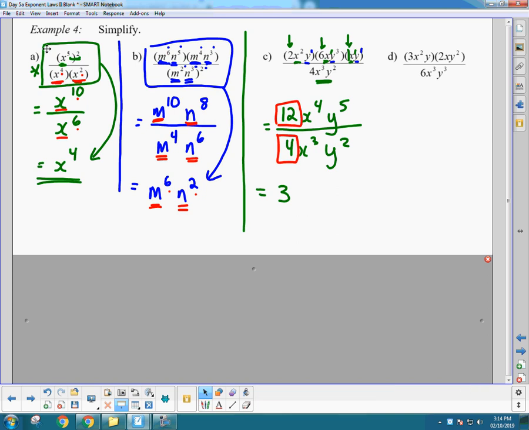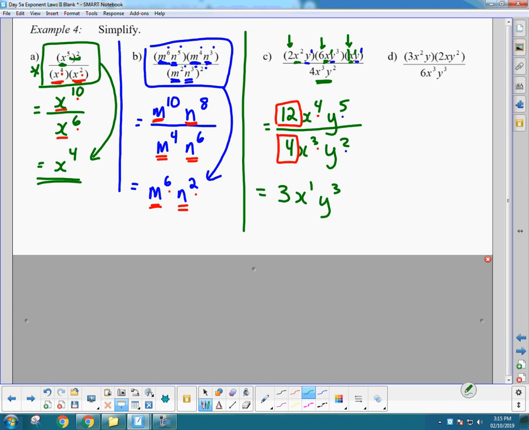But when we look next door, we have x to the power of 4 and x to the power of 3. We're dividing, so we keep the base and subtract those exponents. 4 minus 3 is 1. You can choose to write the exponent 1, or you could just write x, and we know that the 1 is understood. Finally, we have y to the power of 5 being divided by y to the power of 2. So we keep the base and subtract the exponents. 5 minus 2 is 3. And we're done. We can't go any further because we don't have any more like bases.